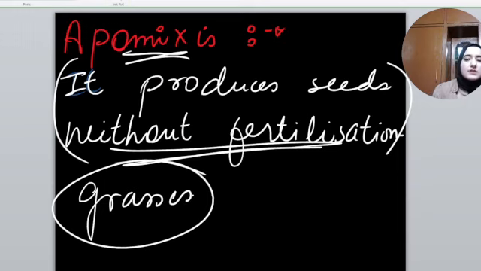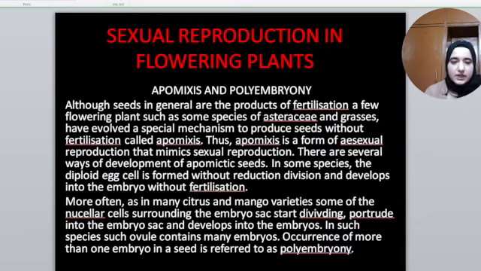Apomixis is nothing, it's just production of seeds without fertilization. And in parthenocarpy, we saw production of fruits without fertilization. Don't get confused. Apomixis is the production of seeds without fertilization, and what we call parthenocarpy is production of fruits without fertilization. Okay, I hope this concept is clear, right?